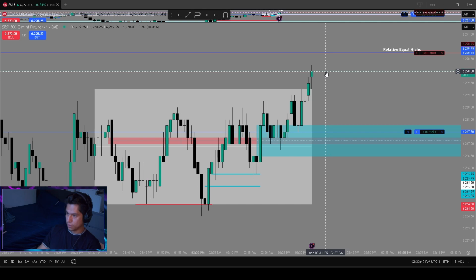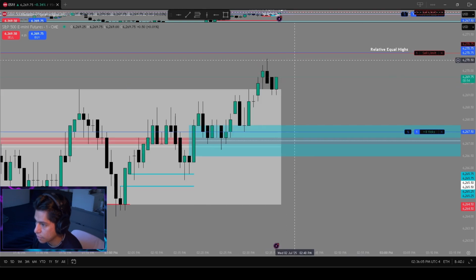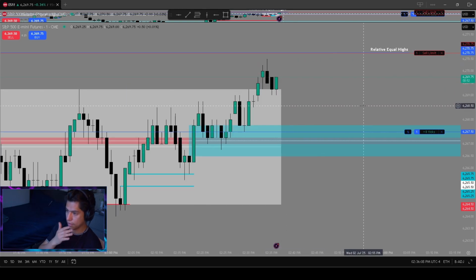Right here I do want to see speed taking out those highs. We're just about at that high right there. I would want to see this candle be green and take out those highs right there. So I do expect that price to be taken out.